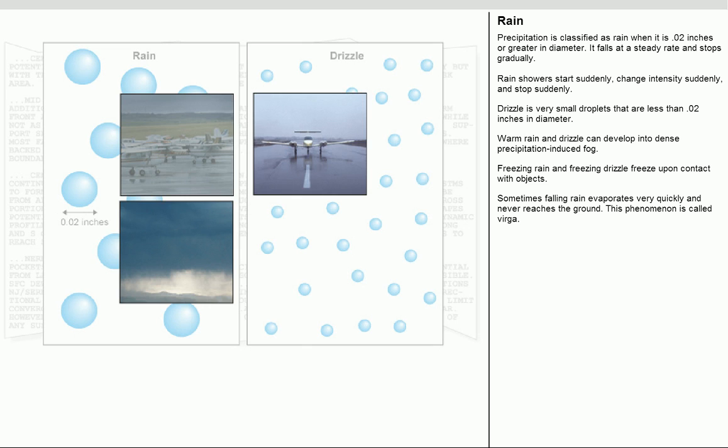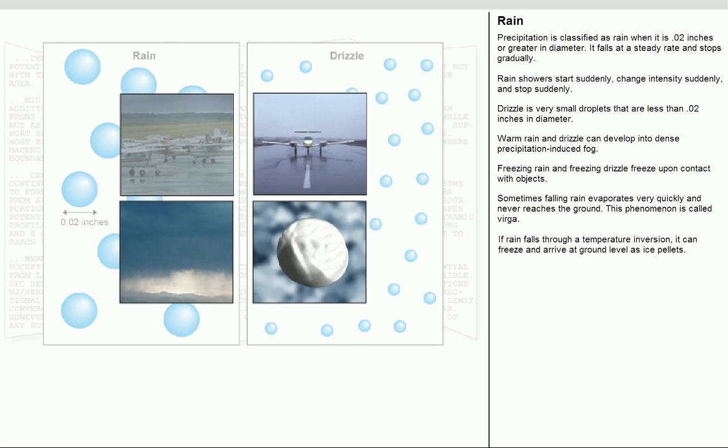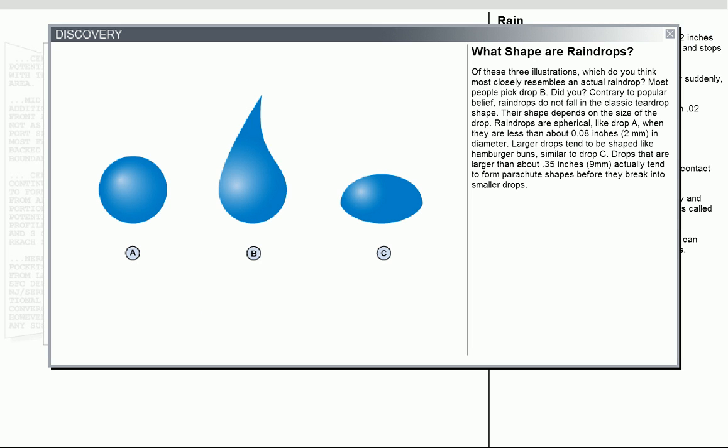Sometimes, falling rain evaporates very quickly and never reaches the ground. As the drops become smaller, they fall more slowly, creating the appearance of rain streaks hanging in the air. This phenomenon is called virga. If rain falls through a temperature inversion, it can freeze as it passes through the underlying colder air and arrive at ground level as ice pellets.